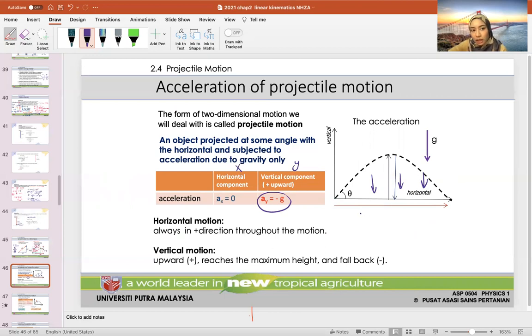Our ax is equal to 0. If we had a positive ax, then our velocity would be increasing. Actually it is possible, but questions usually don't have it. For projectile motion, we assume that our x component acceleration is 0. The only acceleration that we have is in the y-axis and it is due to gravity. So that is x and y.